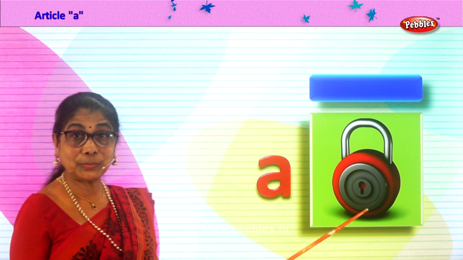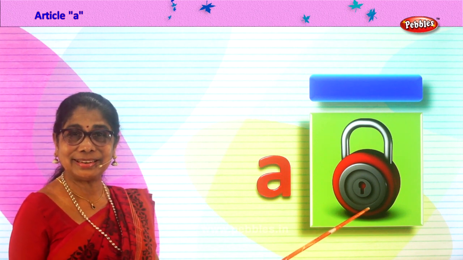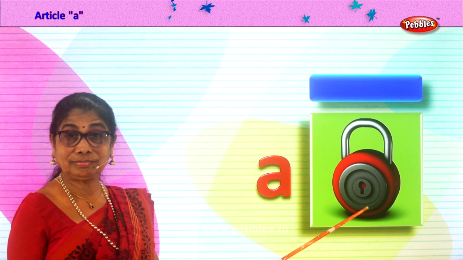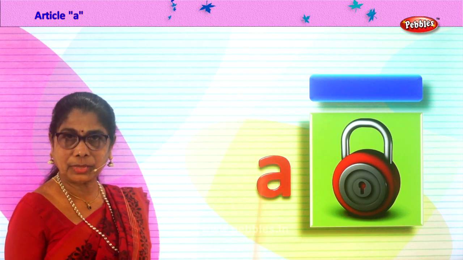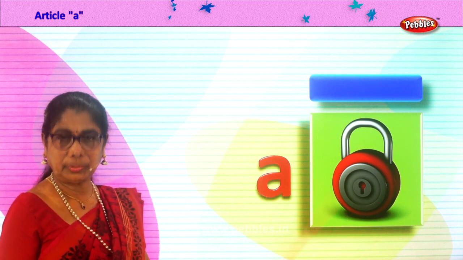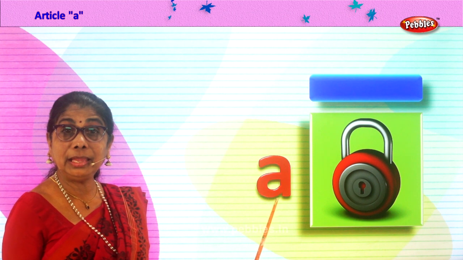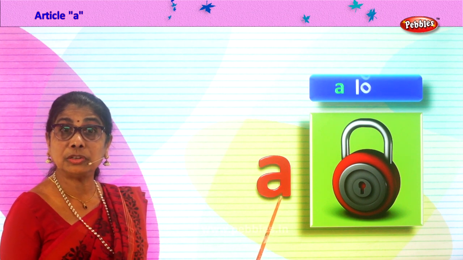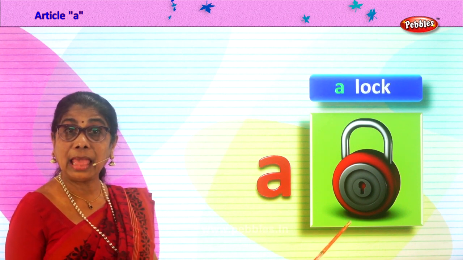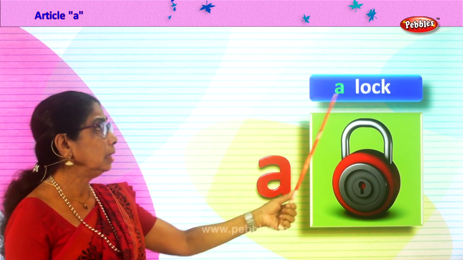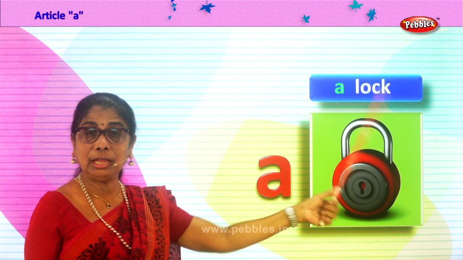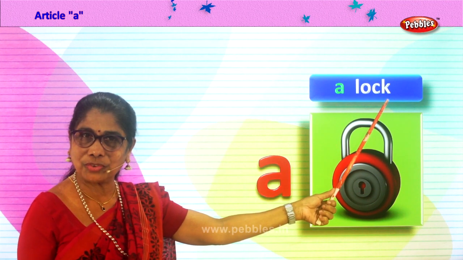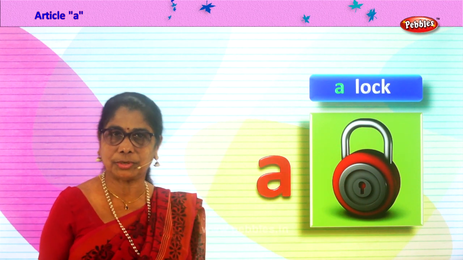What is this? Lock. Where do you use this? On the door. At the gate. Yes? Read. A lock. A lock. Article A used before consonant. Lock begins with the letter L. Good. A lock. L-O-C-K, lock. A lock. Are you enjoying, children? Let's look at the next picture.